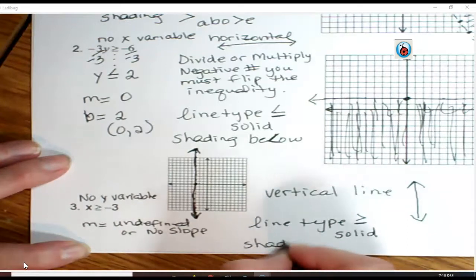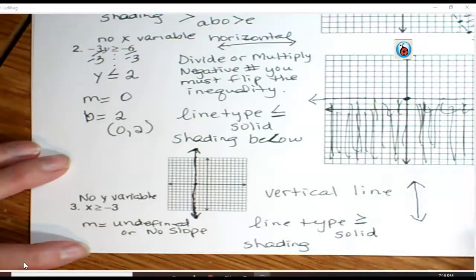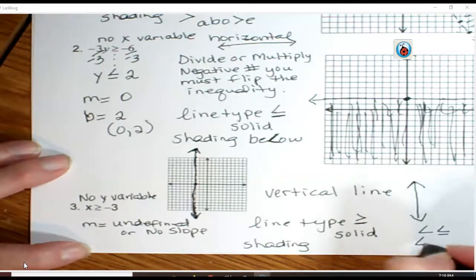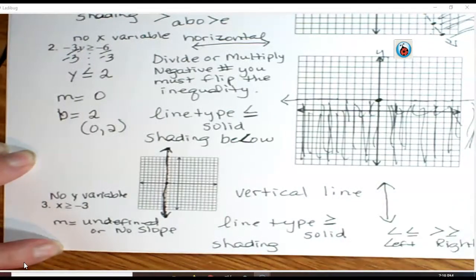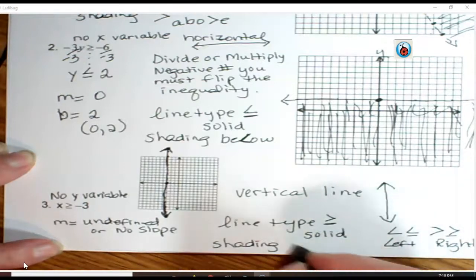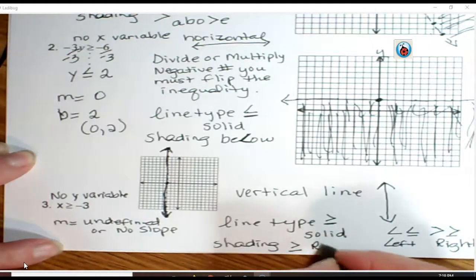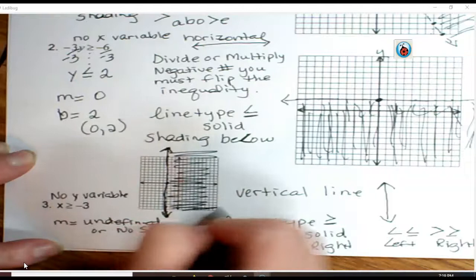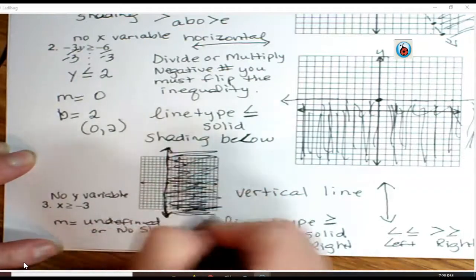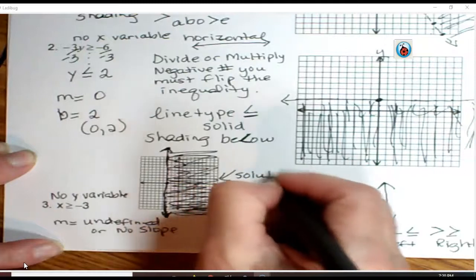Shading. Okay, when you have a vertical line, you can't shade above or below. So less than and less than or equal to is going to be to the left. Greater than or greater than or equal to is to the right. So on these, you can't shade above or below, so they're going to be left or right. Less thans are left. Greater thans are right. So this here is a greater than or equal to, so we're going to shade to the right. So all points to the right, and including this line, are part of your solution. This right here is your solution set, the shaded area.